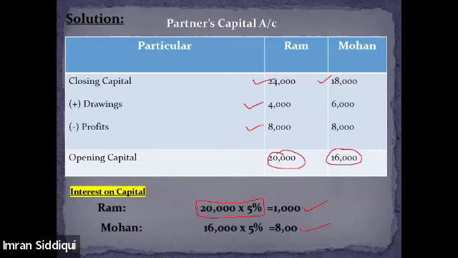But if there is some information regarding the additional capital introduced by the partner, then such value should also be deducted. Only then will we be able to determine the opening capital balance. So therefore, we will subtract that as well. I hope this is clear now. Yes, sir. It's clear now.